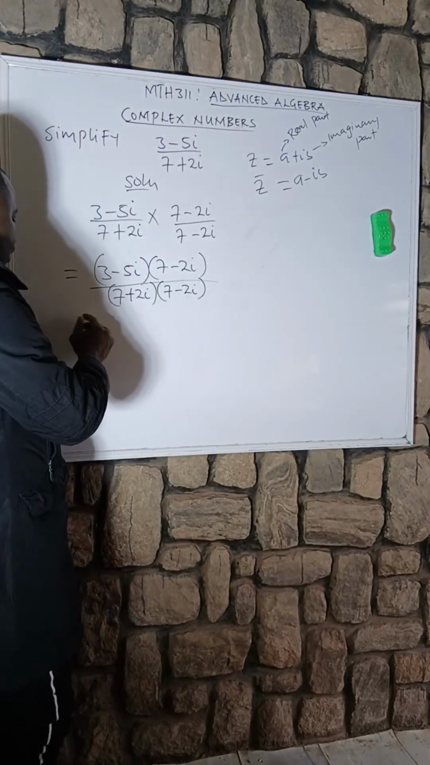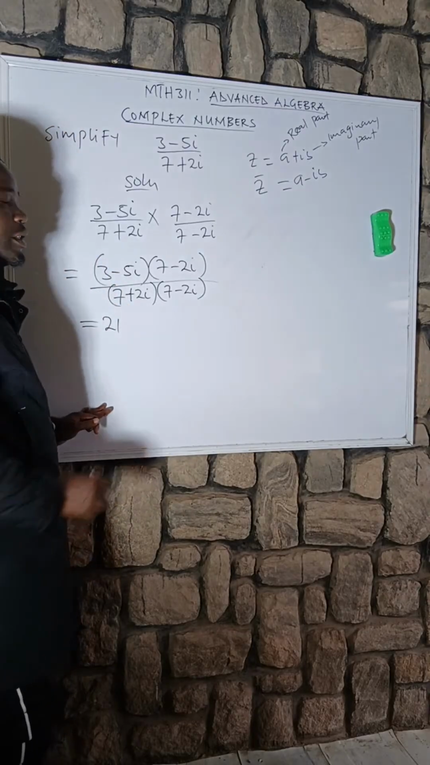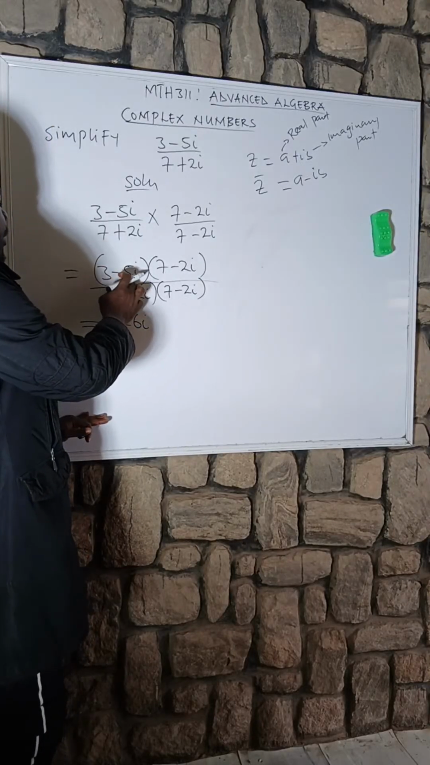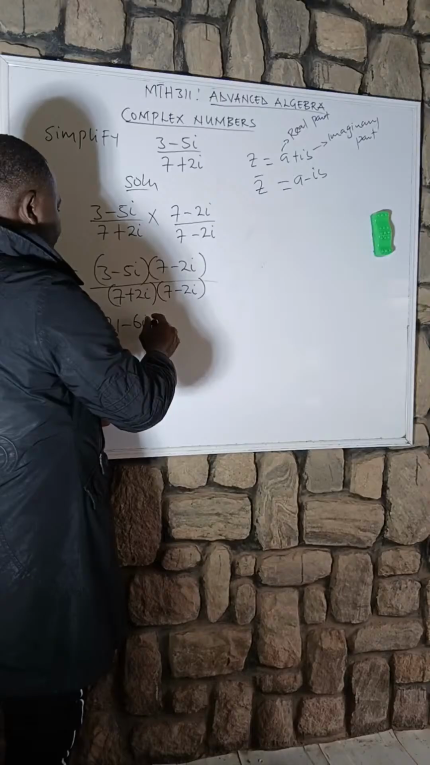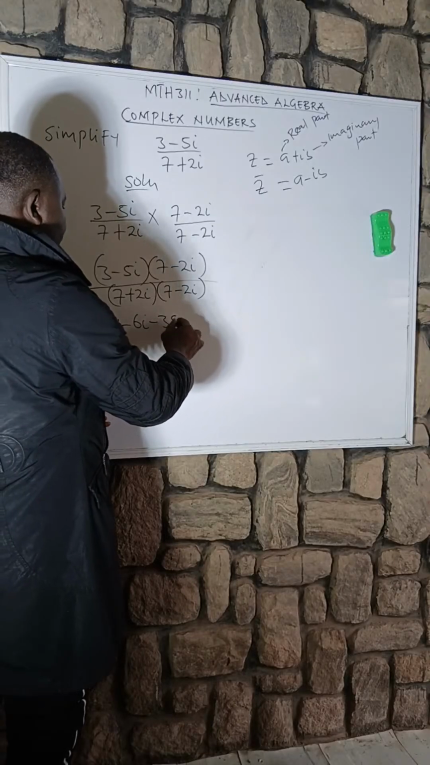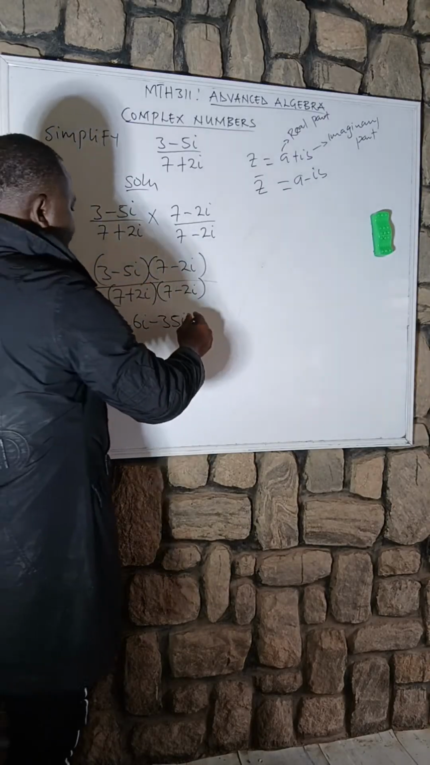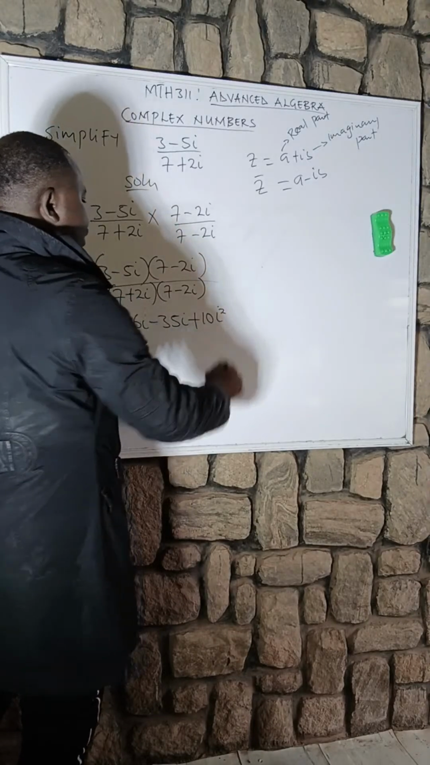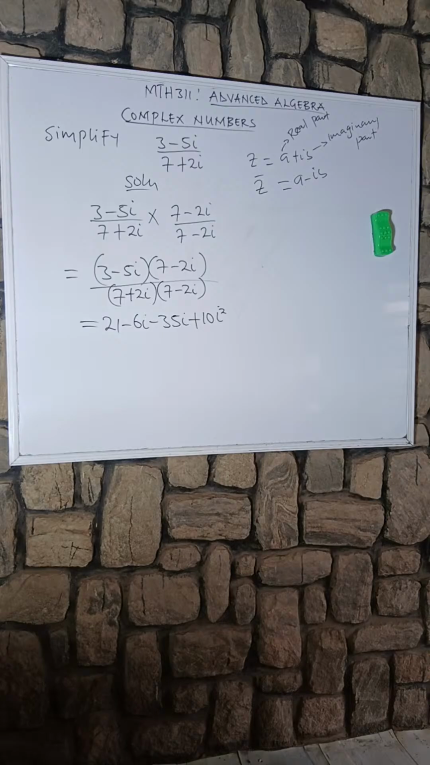So here, 3 times 7 is 21, right? 3 times minus 2i is minus 6i. Then use minus 5i to multiply this. Minus 5i multiply 7 is minus 35i, right? Yeah, minus 35i. Minus 5i times minus 2i, we are going to have plus 10i squared. True or false? Look at the board. True or false? It's true, right? Do you agree with me?